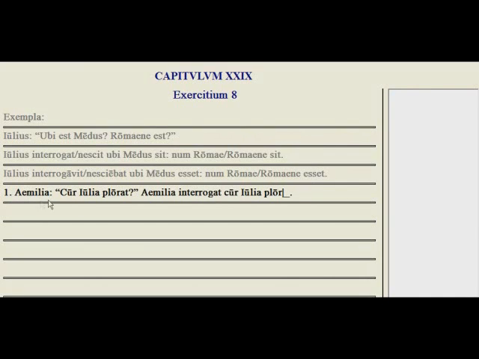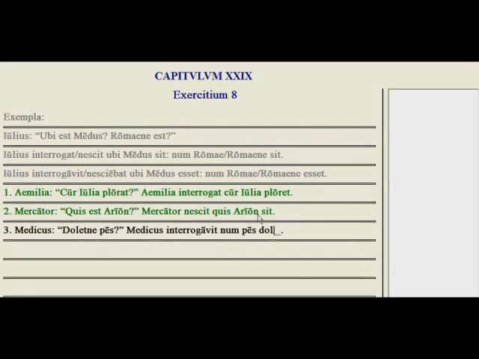So, Aemilia, cur Julia plorat? Why is Julia crying? Julia in the present asks, why is Julia crying? Here we get the present subjunctive, from plorare, so we get ploret. And another present tense form, who is Arion. The merchant doesn't know who Arion is, sit. And here we have a past tense.